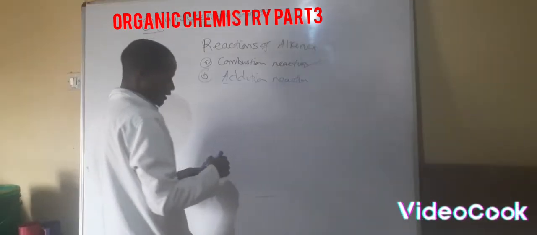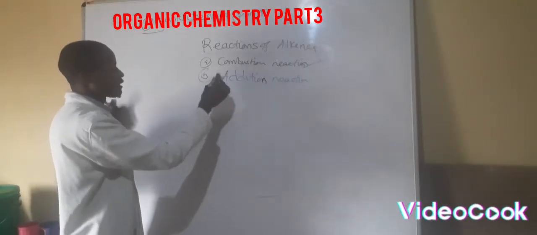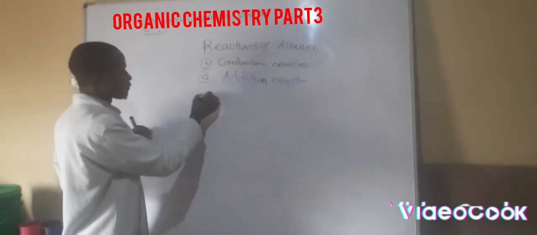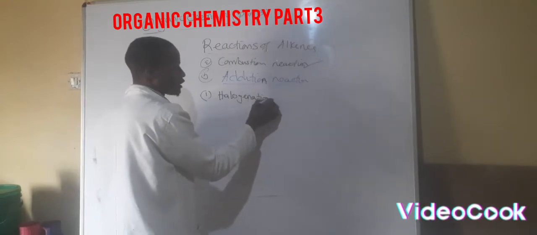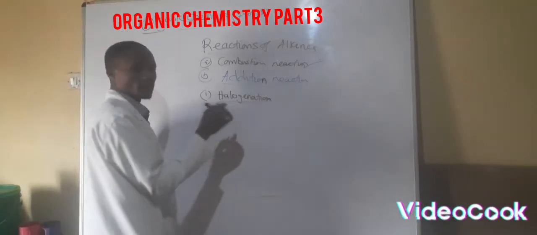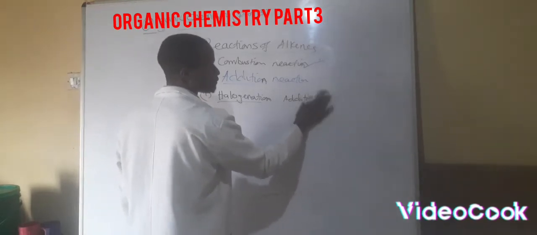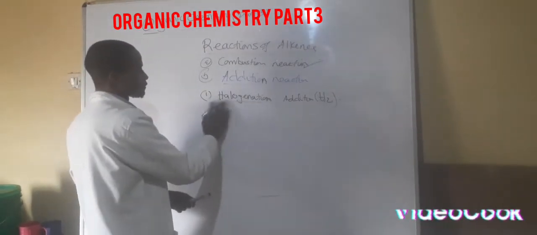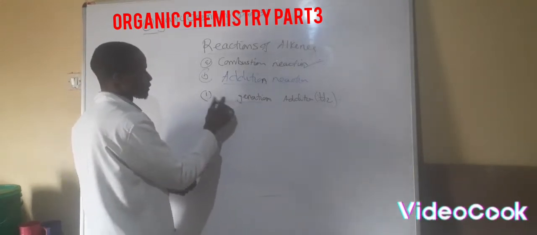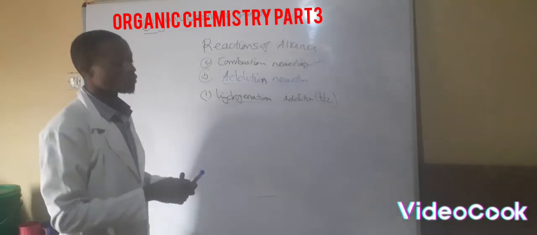So addition reaction is the addition of a molecule or atom to a substance, in this case to unsaturated hydrocarbons. So we're going to start with the first part, because we have different types of addition reaction. We have the first one, halogenation. Halogenation is the addition of hydrogen to an alkene. So talking about addition of hydrogen is called hydrogenation. Hydrogenation is the addition of hydrogen to an alkene.